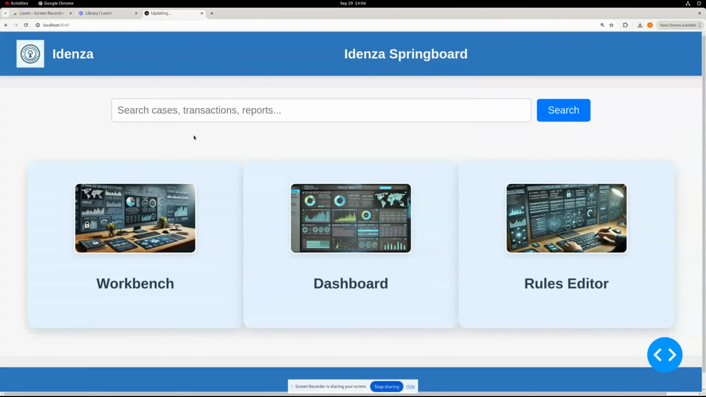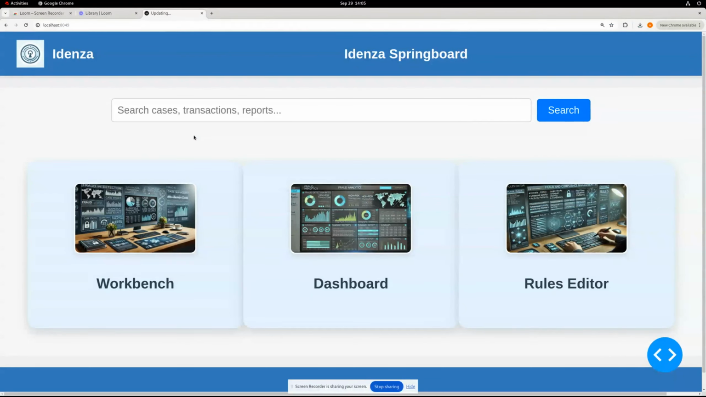Idenza's CaseGPT is a set of AI agents that help fraud investigators understand the details of the case, such as risk factors, why the transaction was flagged, or recommendations for next steps. CaseGPT uses a graph-RAG approach to understand the relationships between different entities for the cases and make recommendations.